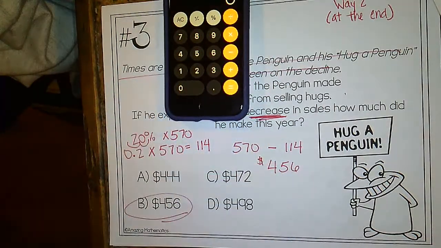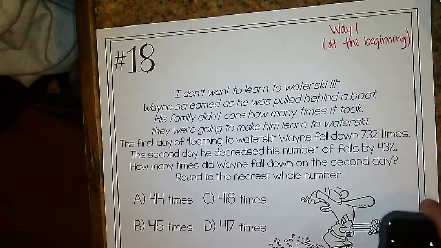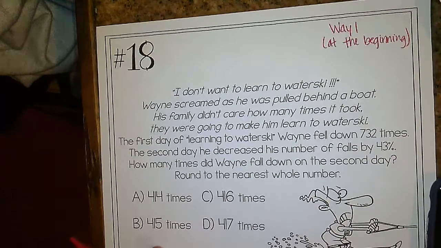Let's do a different problem. So here's our new problem. Let's read it together. I don't want to learn to water ski, Wayne screamed as he was pulled behind a boat. His family didn't care how many times it took. They were going to make him learn to water ski. The first day of learning to water ski, Wayne fell down 732 times. The second day, he decreased his number of falls by 43%. How many times did Wayne fall down on the second day? Round to the nearest whole number.